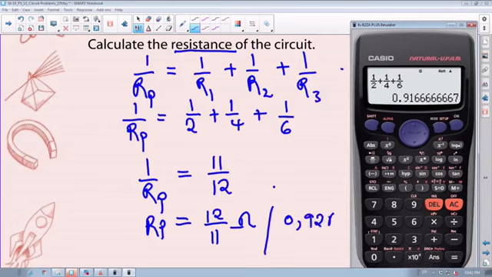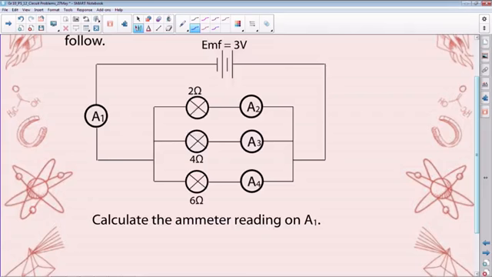That said, we're still on the same circuit. Now they say calculate the ammeter reading on A1. You need to be very careful as far as this is concerned. A1 is the current that is flowing through that resistor. So I'm going to give you another minute to try that, and then we'll quickly wrap it up. Let's go for it. A minute again.